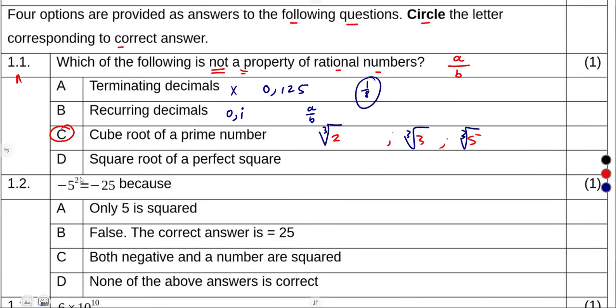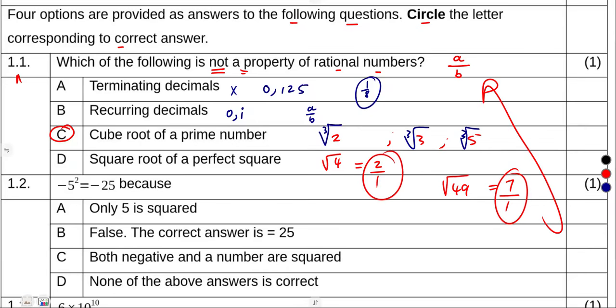Then D, the square root of a perfect square. The square root of 4, 4 is a perfect square, gives us 2, which can be written in the form of A over B, because 2 is the same as 2 over 1. The square root of 49 is 7, or 7 over 1. They can be written in the form of A over B. So this one is a property of rational numbers.